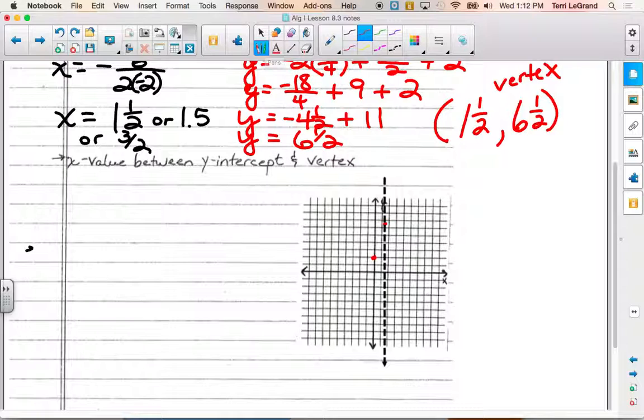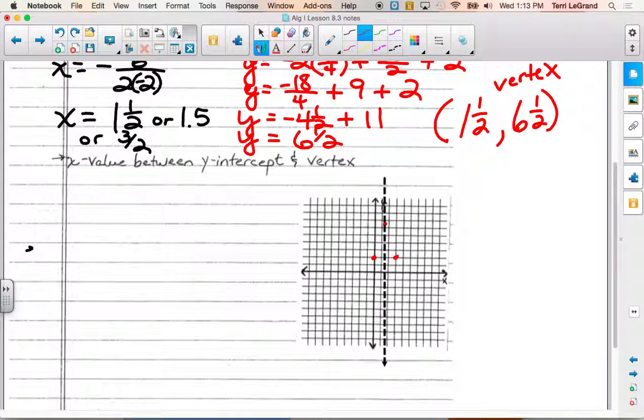So the point that's on my dashed line is my vertex, 1.5, 6.5. Now I put 0, 2, I put a point at 2 on the y-axis. And there's going to be one symmetric to that one because it's not the vertex. So how far away is it from the axis of symmetry? 1.5 units. So we go to the axis of symmetry and go 1.5 to the other side of it and we put a point. Okay.